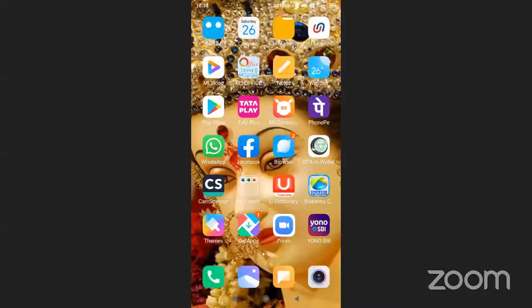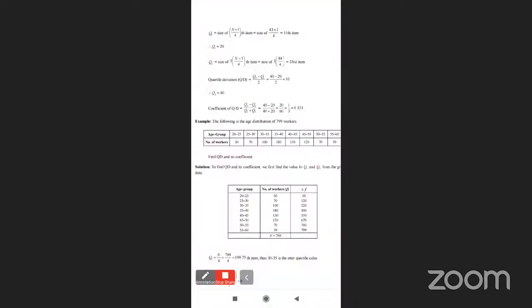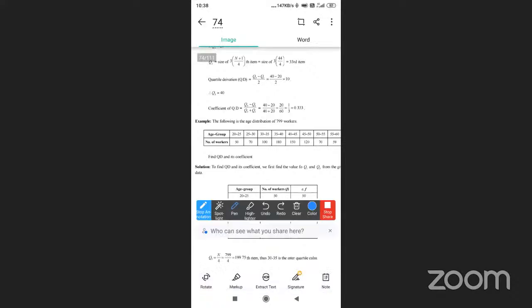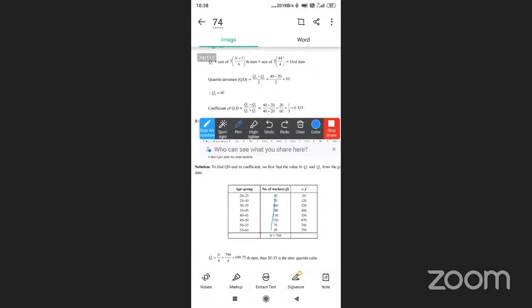So Q1 is 0.75. This 199.75 lies in between 120 and 220.